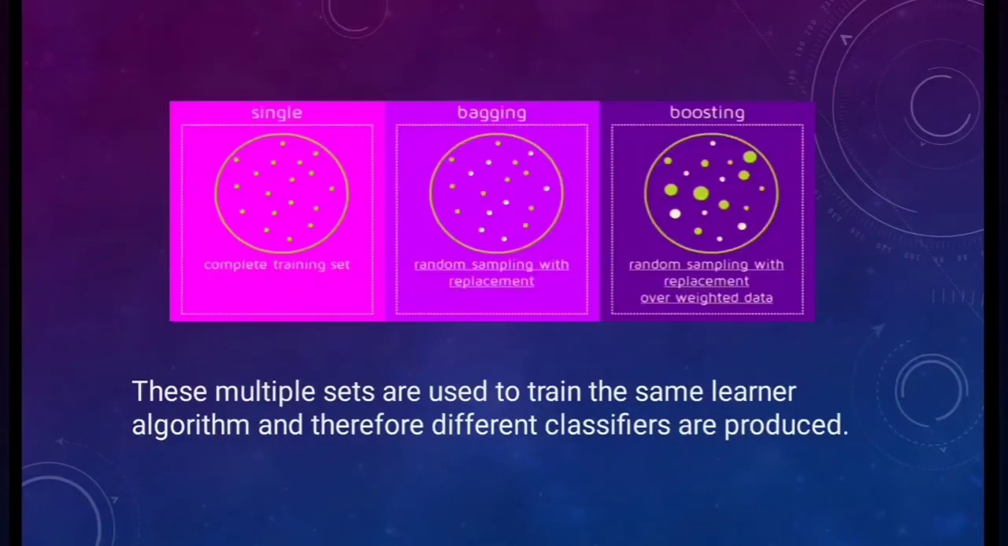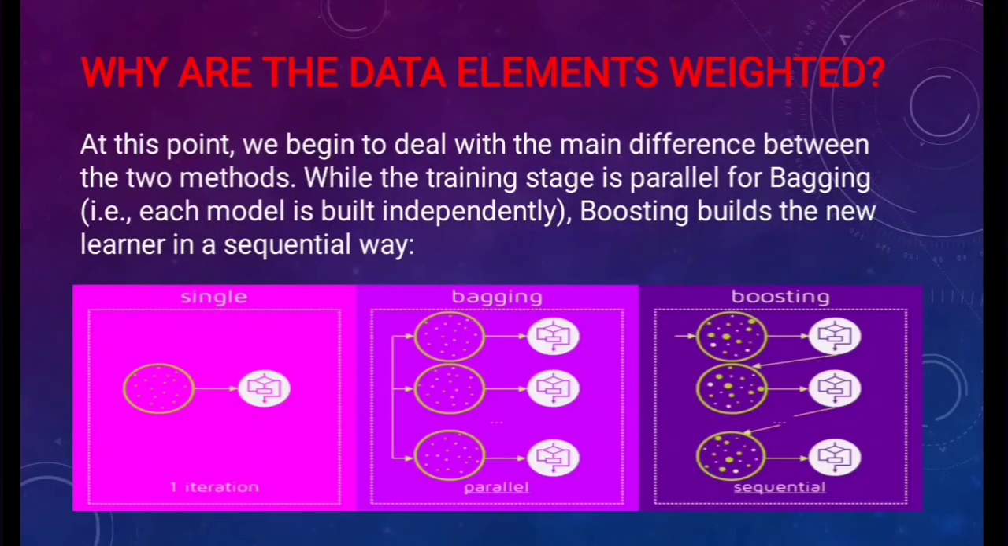The diagram shows how single, bagging and boosting are divided: complete training set, random sampling with replacement, random sampling with replacement over weighted data. These multiple sets are used to train the same learner algorithm and therefore different classifiers are produced. Why are the data elements weighted?